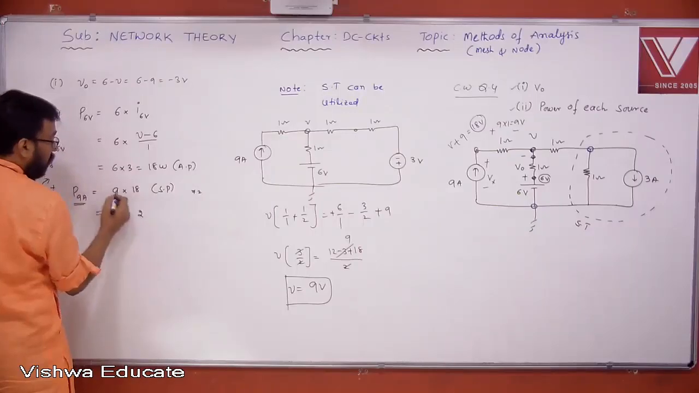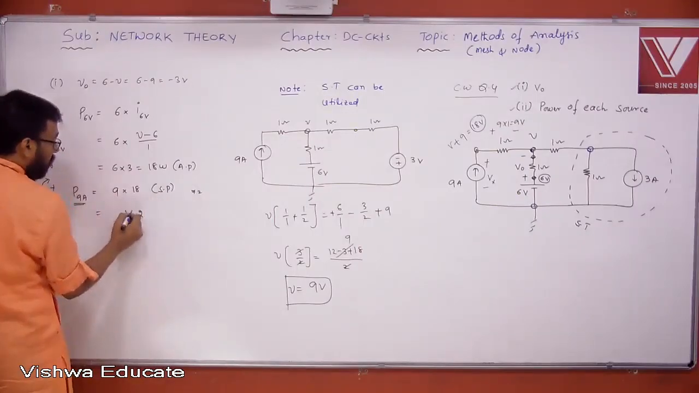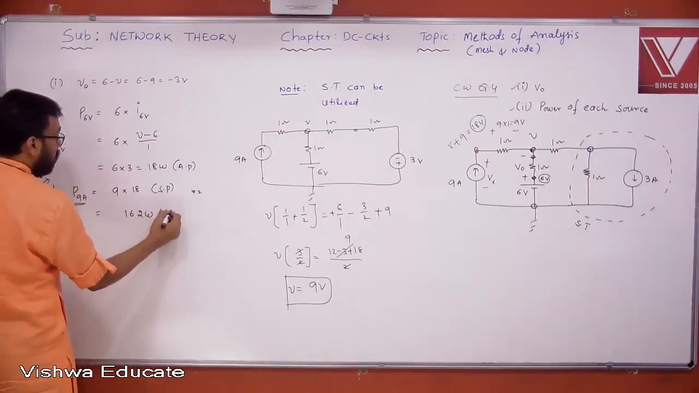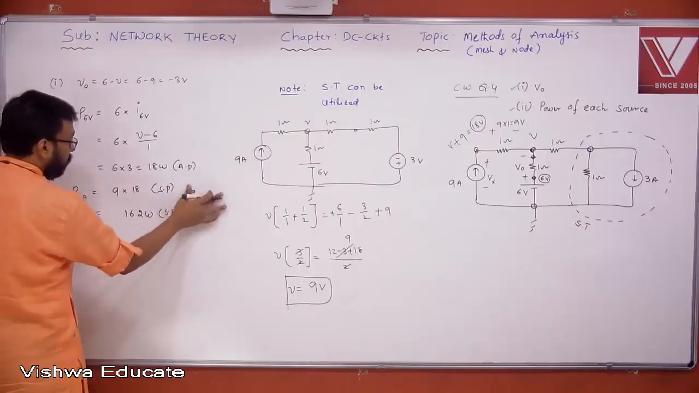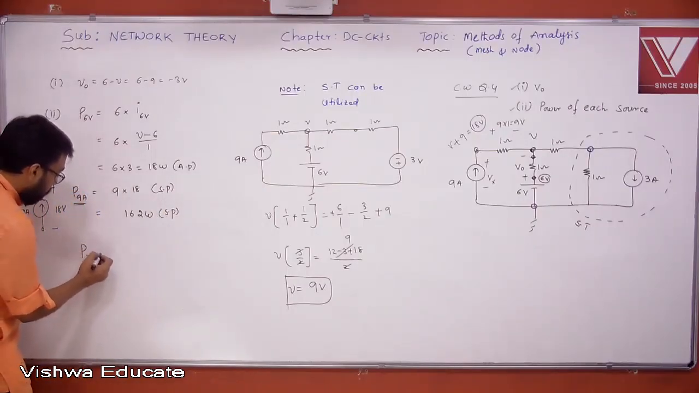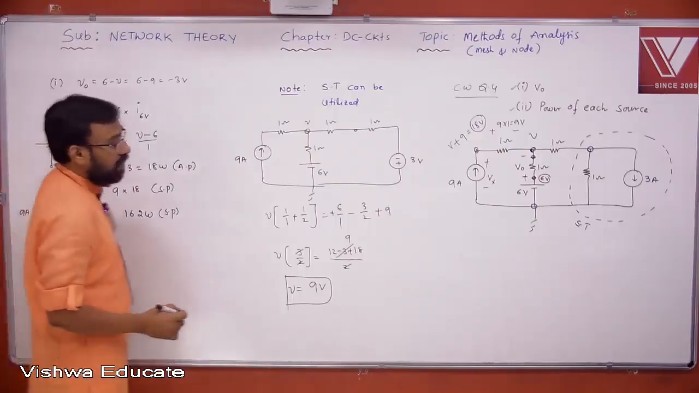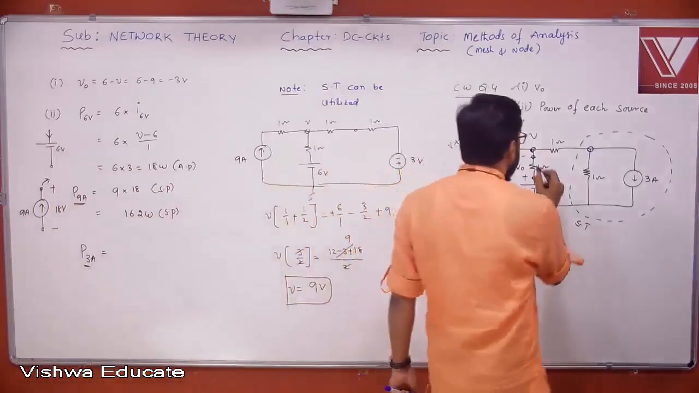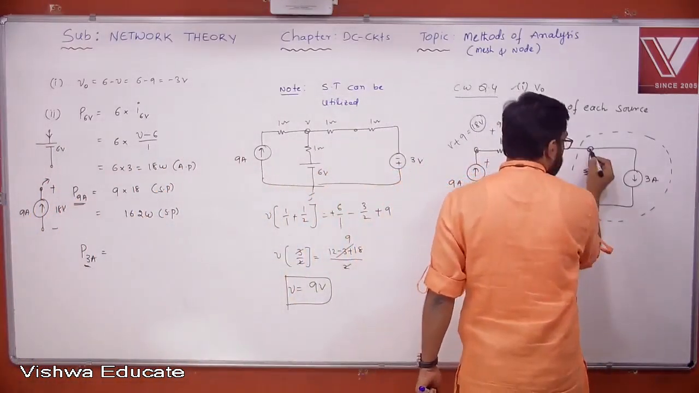So, 162 watts. It is supplied power. That's it. Okay. Now the power of the 3 ampere source. How do you find the power of the 3 ampere source?